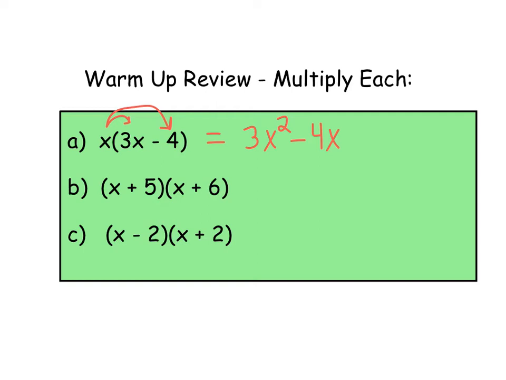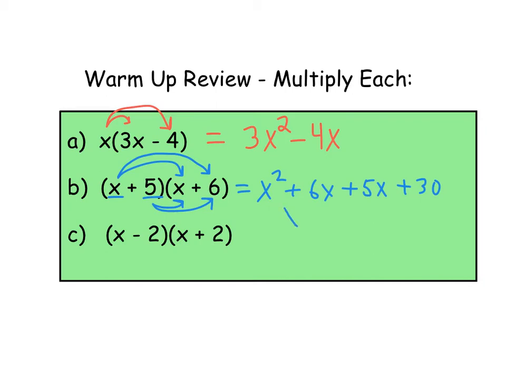Part B, this is one we commonly call the FOIL method because you're basically just distributing. Take the x times x, so that's multiplying the first terms. Then the x times the plus 6, those are the outside terms, so the O in FOIL. And then we move to the 5 times x, which is the I, the inside for FOIL. So that's plus 5x. And then 5 times 6 is the last. So really foiling is just distributing, it just makes sure that you don't miss any terms. Then we can combine the two middle terms and we would get x squared plus 11x plus 30.